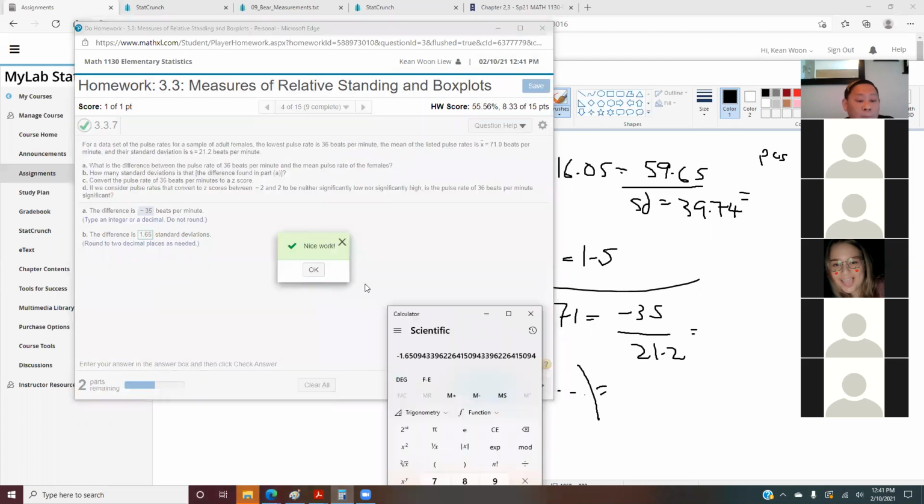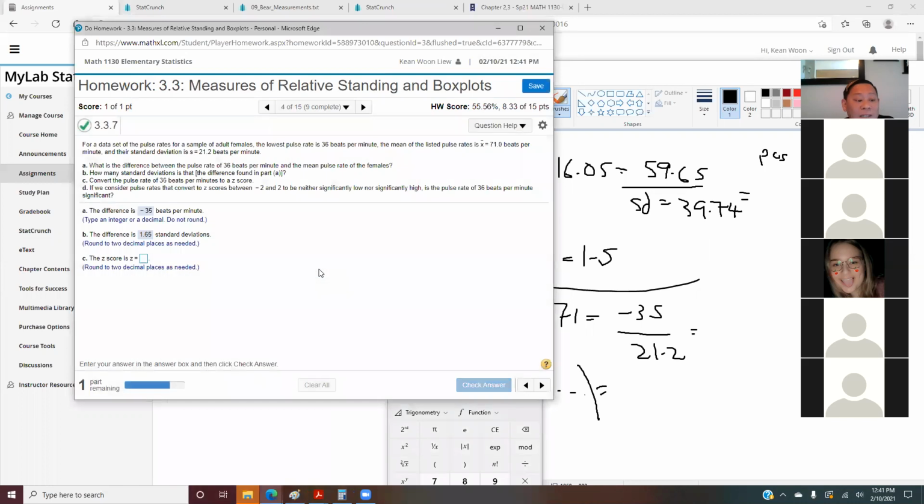But for the z-score, you need to use that negative 1.65. The difference between the standard deviation and the z-score is that the standard deviation is always measured as positive. That's why if you have a negative z-score, you just take the absolute value of it.